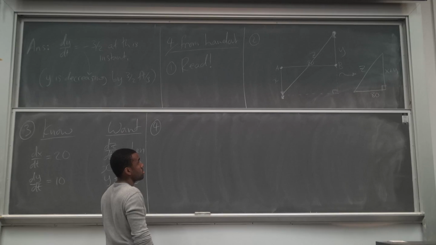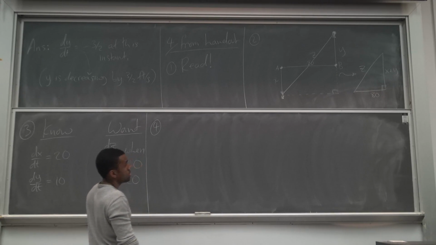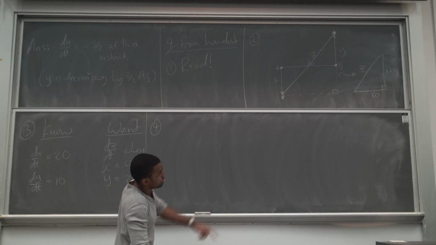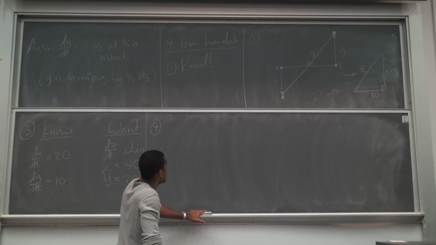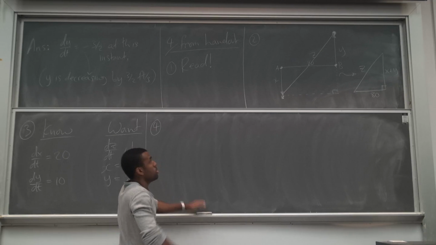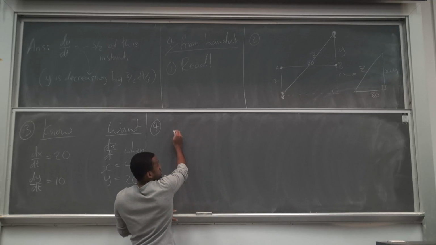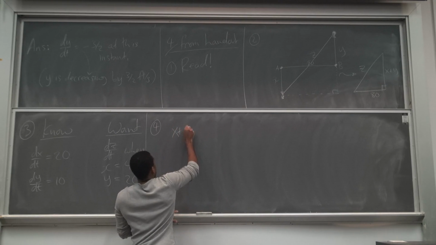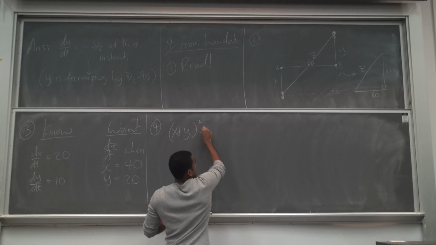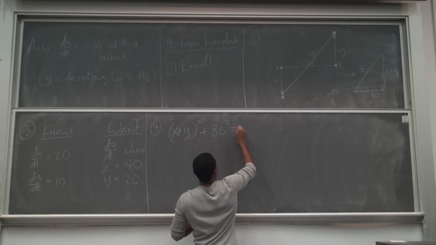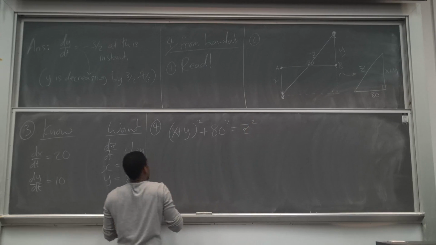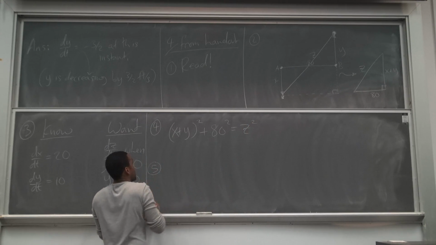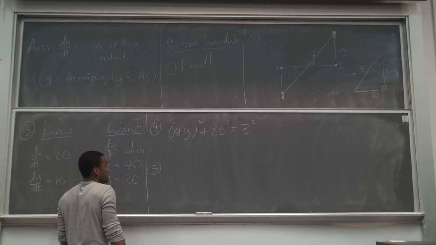Is it going to be a 3, 4, 5 triangle? Because 80. I don't know yet. But what is the equation that relates them? The Pythagorean theorem again. So that's going to be (x plus y) squared plus 80 squared equals z squared. How do I differentiate that with respect to t?